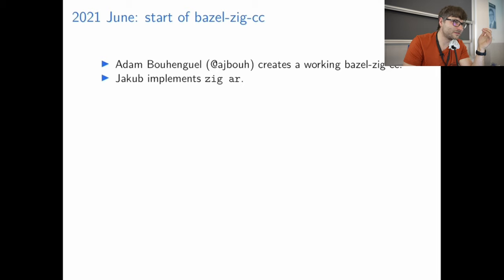And this was cool. Then I reported immediately that we need Zig AR. I tried to implement that myself. I spent quite some time on it, and I failed. Andrew kept telling me it's not hard, but I failed. And then Jakub went and implemented it for some reason. So thank you, Jakub.